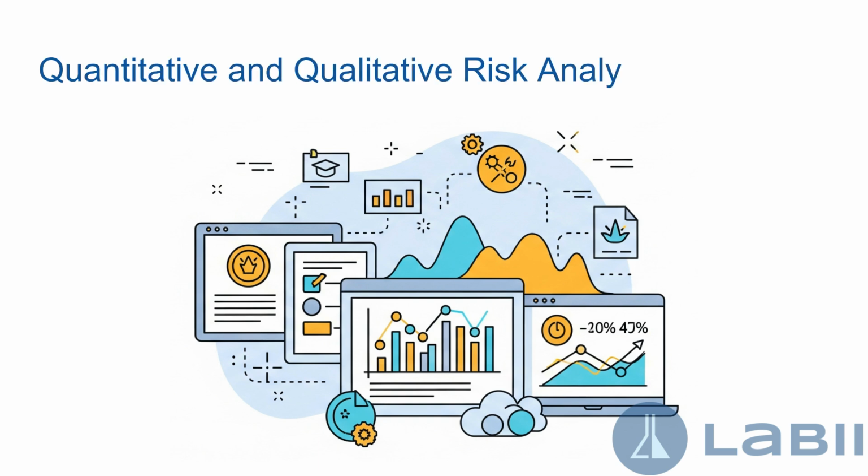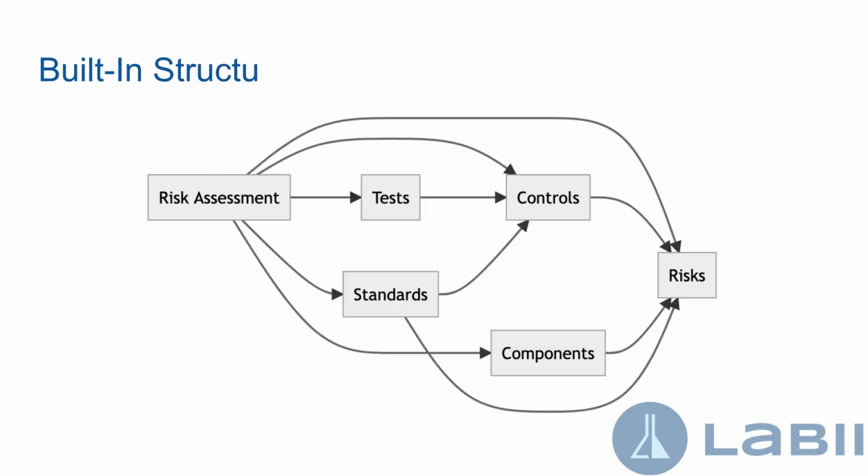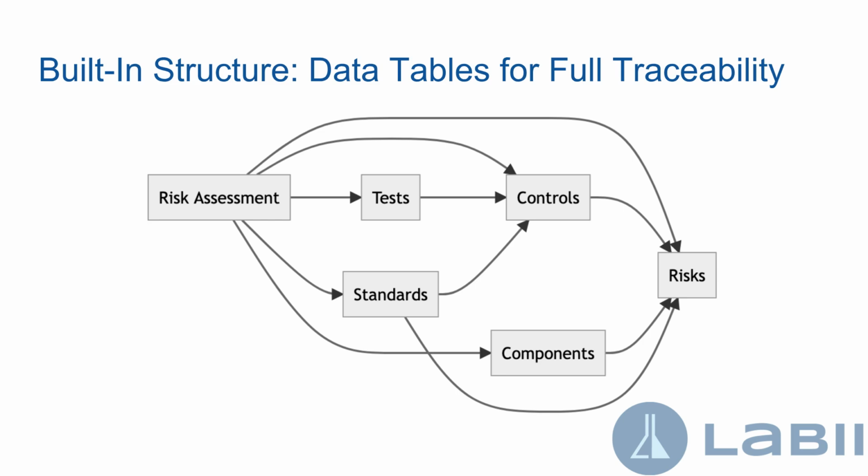Quantitative and qualitative risk analysis. Score risks by severity, likelihood, and detectability. Labii automatically calculates risk priority numbers, RPNs, and presents them in intuitive dashboards and heat maps, making prioritization and follow-up simple.